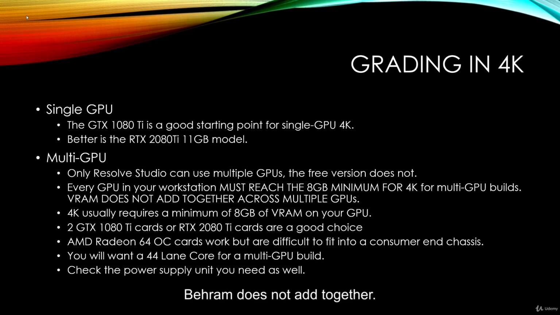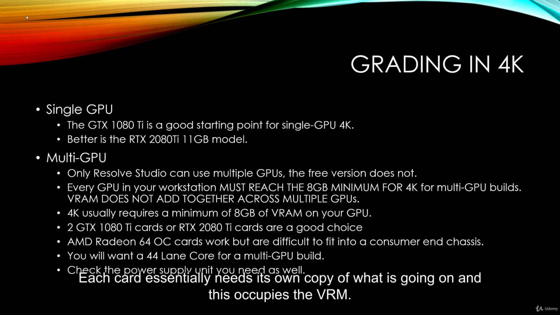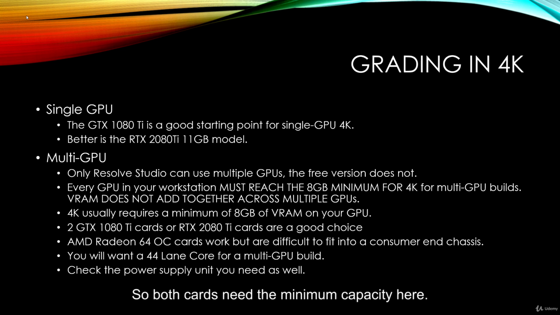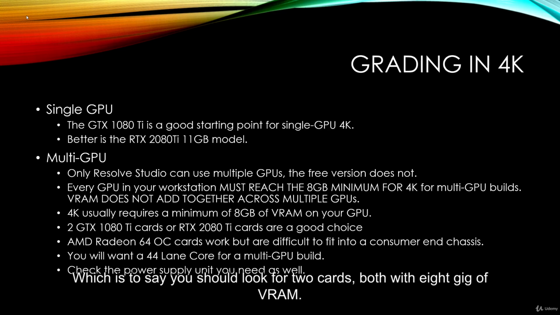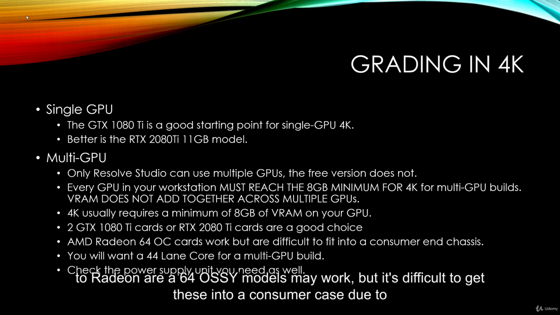VRAM does not add together. Don't think 2 4GB cards will let you work in 4K in real time. Each card essentially needs its own copy of what is going on, and this occupies the VRAM, so both cards need the minimum capacity here, which is to say you should look for 2 cards both with 8GB of VRAM. That is very important. With the 8GB target for VRAM, we're really looking at a small selection of eligible cards. 2 Radeon RX Vega 64 OC models may work, but it's difficult to get these into a consumer case due to their cooling systems.